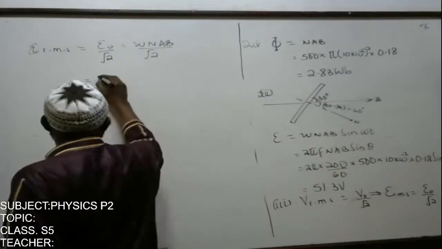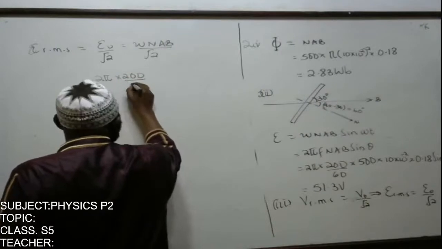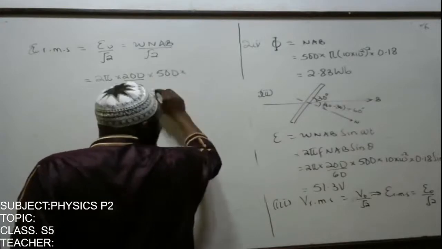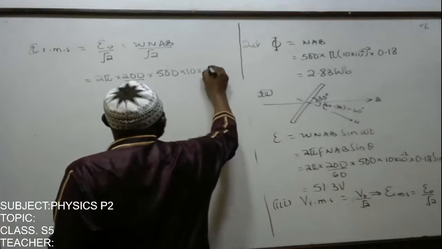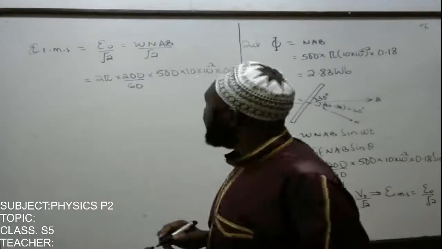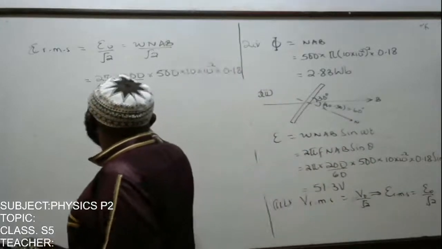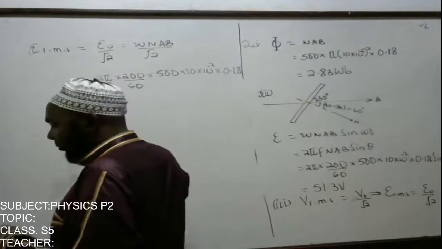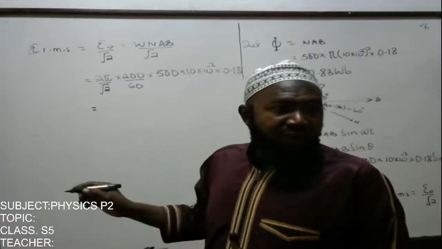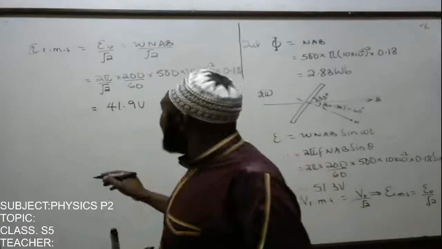That is going to be 2 pi f, V is 200 over 60, times 500, times the area, times 10 power minus 2. The flux density is 0.18 Tesla. So we can now divide by root 2. And I suspect that you may get an answer of 41.9 volts.